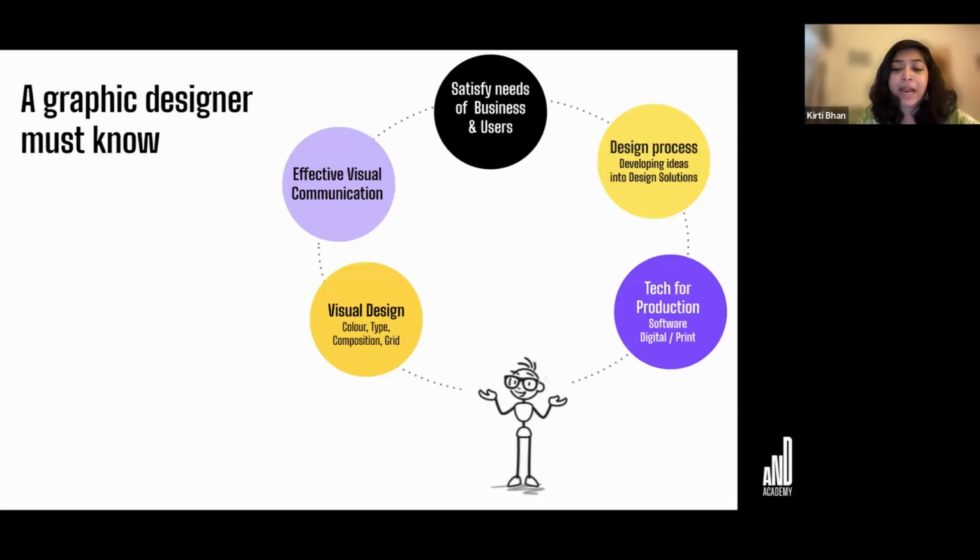Whether it's for digital platform or print, understanding the technical tools and technologies that bring a design to life is an important part of a designer's skill set. So I think we now have an overview of the essential skills and knowledge areas for graphic designers. Moving to some opportunities that are lying there for graphic designers.